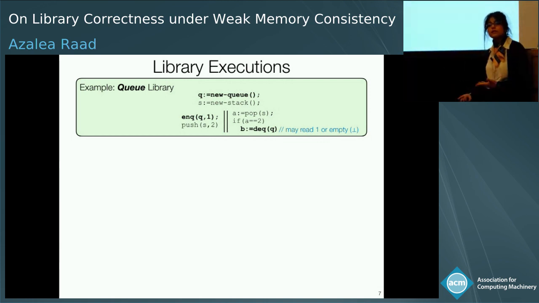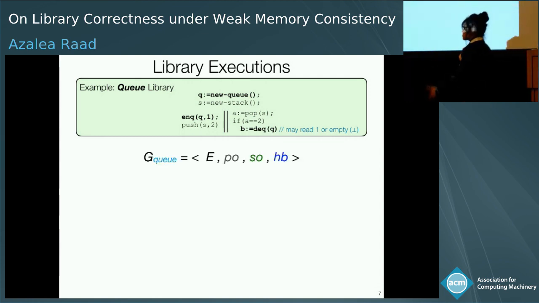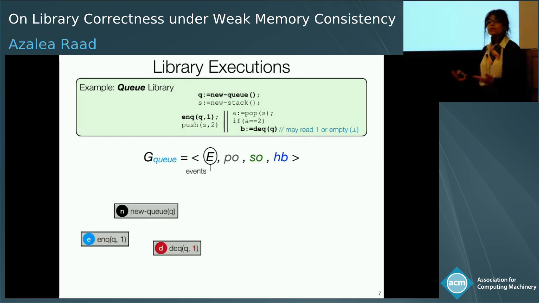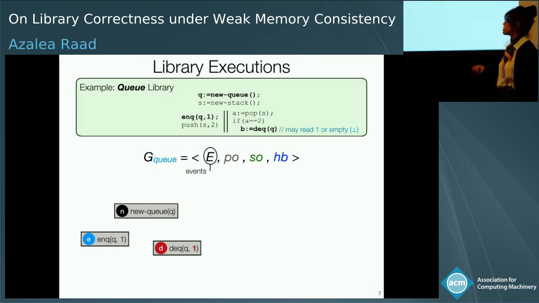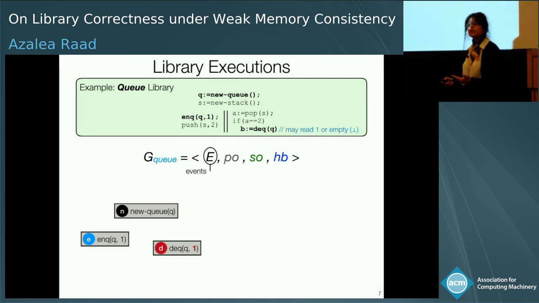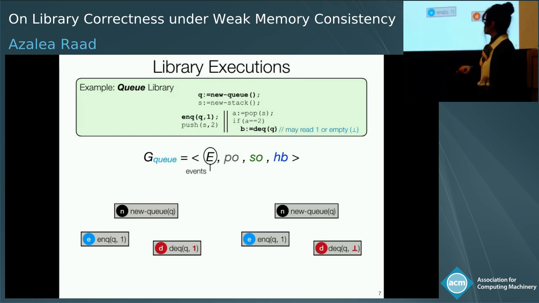So let's look at the execution of this library, and let's see what it looks like. An execution is going to have multiple components. It's a graph. And I'm going to go through these components now. The first component is the events of the execution. And basically, you have one event per call. So I have one event for new queue, one event for NQ, and so on. And since the DQ may return 1 or bottom, I'm going to have two executions, one in which I have 1, one in which I have empty.